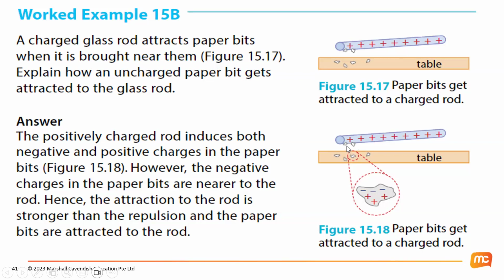Even after attraction, it will not fall off because paper is an insulator. The electrons don't get moved over to the charged rod. So the paper still remains neutral and remains attracted to the positively charged rod.